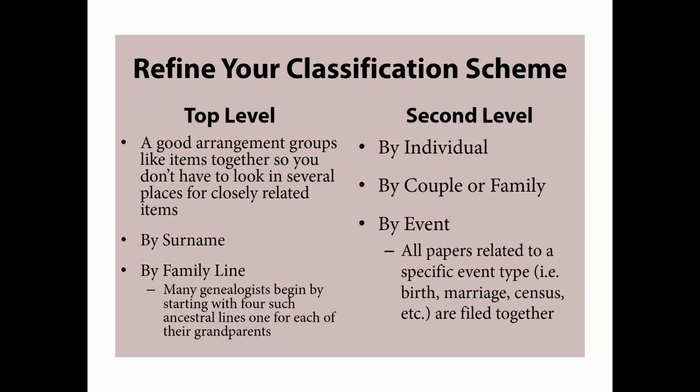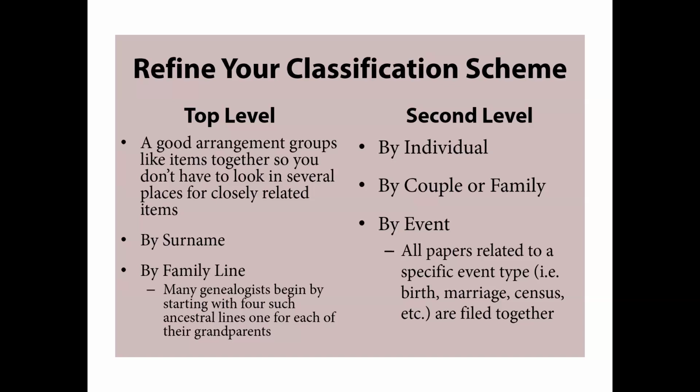You then want to refine your classification scheme. A good arrangement groups like things together so you don't have to look in several places for closely related items. Records can be arranged in many different ways, including chronologically, by the years, alphabetically, or by document type. So you have to think about what system is going to make the most sense to you. There really is no one correct way to arrange a collection.